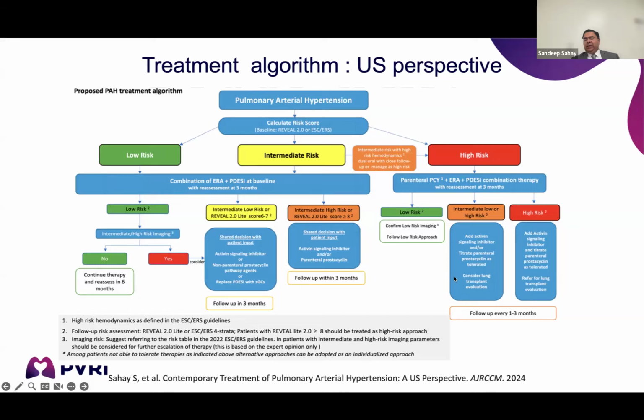The two differences between the intermediate or the high risk were consider lung transplant or refer for lung transplant. We were just being more, I would say, emphatic about sending patients for lung transplant if they remain in high risk at 3 month interval.